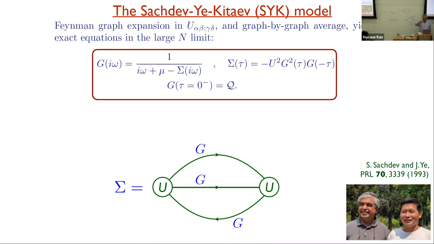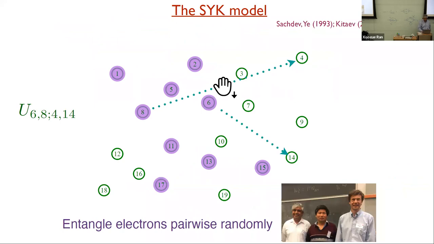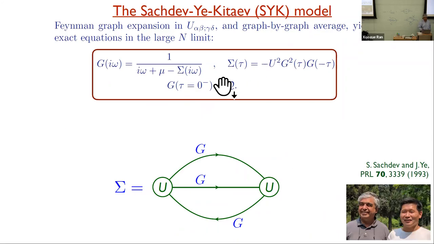Okay, let's imagine the gap is the same for particles and holes. So this tells us that the gap in sigma is 3 delta. This tells us the gap in sigma is the same as the gap in G. That's a contradiction. So the answer is there's no gap. So there's a generic gapless solution for any value of mu. That's the argument for self-tuned criticality, if you want to call it that.